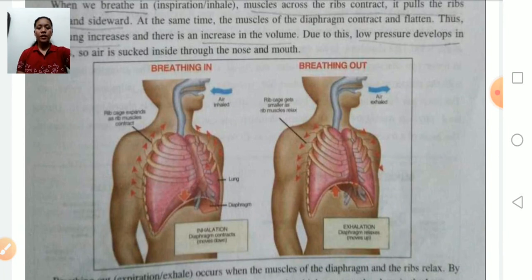Therefore low pressure develops in the lungs, so we inhale. And when we relax, the muscles of the ribs come inside and the diaphragm goes upward, therefore a loss of pressure is developed in the lungs, which causes the air to go out. It leads to breathing out. This is the process of respiration.